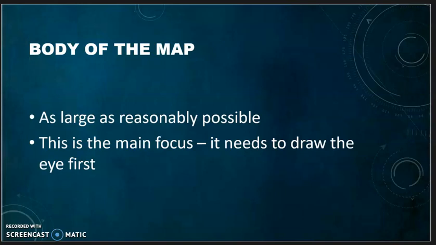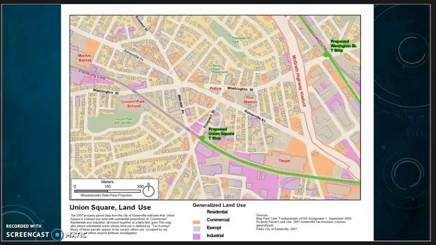First, we'll talk about the body of the map. You want the body of the map to be as large as reasonably possible. This is because it's the main focus and it needs to draw the eye first. As we can see here in this map, this here is the body of the map. And down here we have all the secondary outside-of-the-map elements. So within that screen, the body of the map and the map data is taking up most of the space.